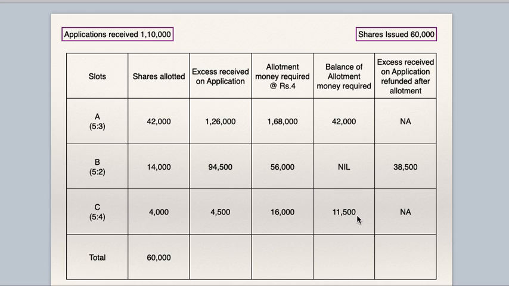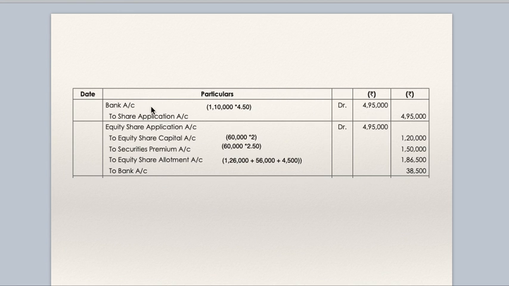So once this table is prepared, it is very easy to pass journal entries. Bank account debit to equity share application account 4,95,000 on 1,10,000 applications they have received at the rate of 4.50. Equity share application account debit 4,95,000 to equity share capital 60,000 into 2. Number of shares allotted are 60,000.